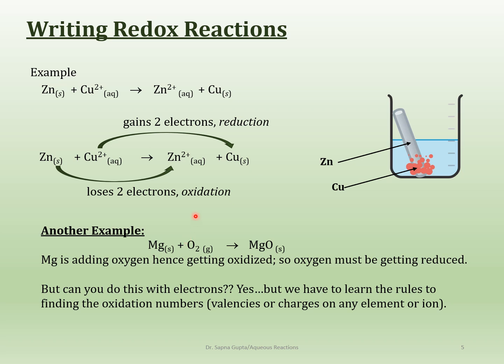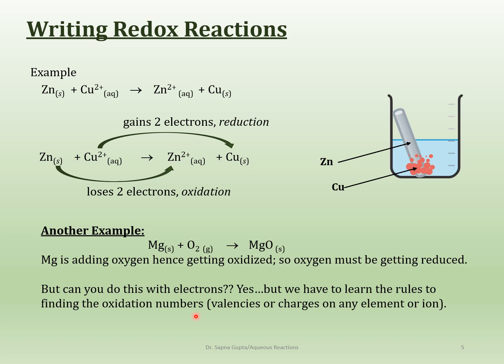To do that, you need to find what are called oxidation numbers. An oxidation number is like a valency or a charge on any element. That valency or charge can be minus or plus. It could be +7, +4, -4, whatever it is, but it's an oxidation number. There's nothing like a reduction number. So it's called an oxidation number, and elements have it, and you can calculate it.